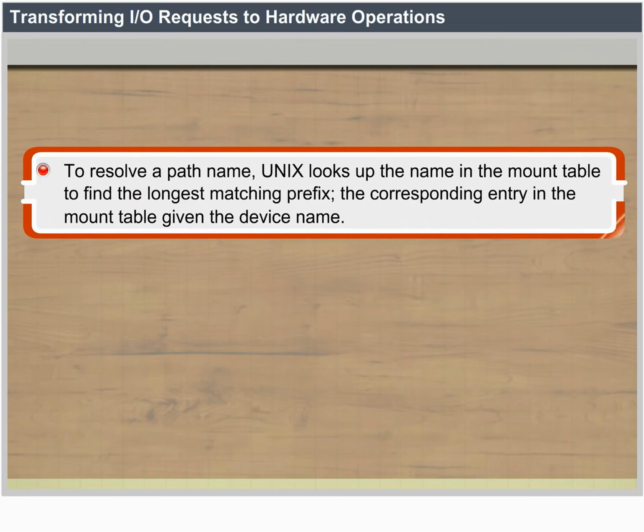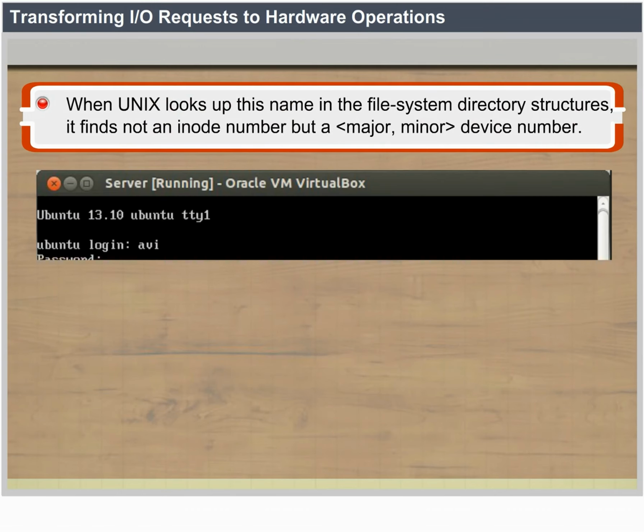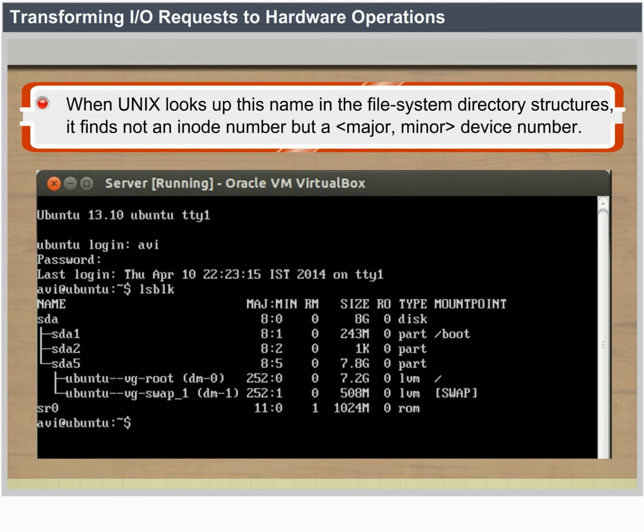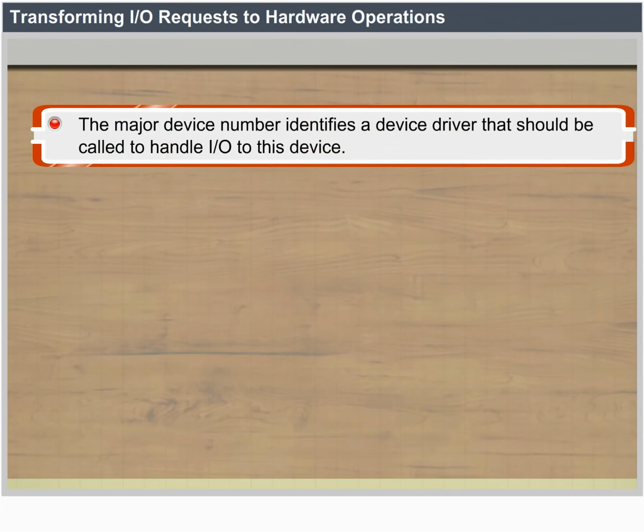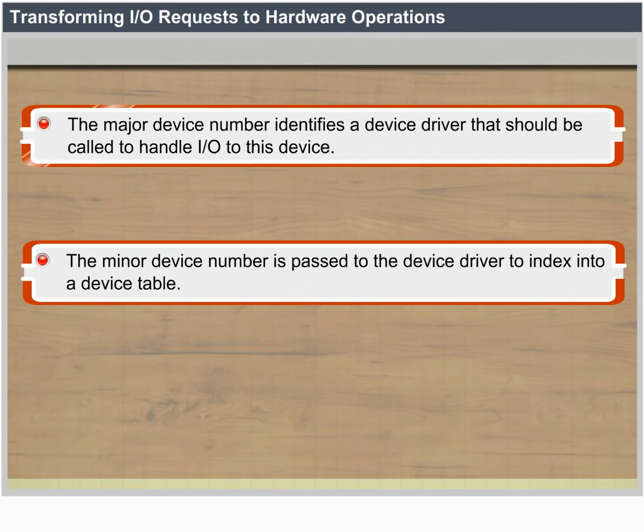This device name also has the form of a name in the file system namespace. When Unix looks up this name in the file system directory structures, it finds not an inode number but a major-minor device number. The major device number identifies a device driver that should be called to handle input-output to this device. The minor device number is passed to the device driver to index into a device table. The corresponding device table entry gives the port address or the memory-mapped address of the device controller.